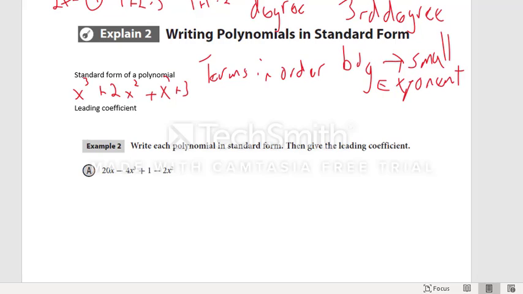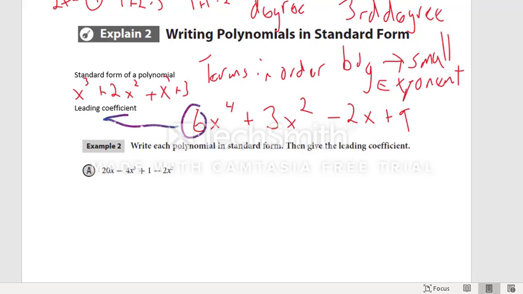We also have what's called a leading coefficient. When you write something in standard form, the leading coefficient is the number in front of your first term. So if we have 6x to the fourth plus 3x squared minus 2x plus 9, all right, that is in standard form. The leading coefficient is the number in front of that term in the front. It is 6. Leading coefficient is 6. All right, if there was a negative, that would go with it. It is the number in front.